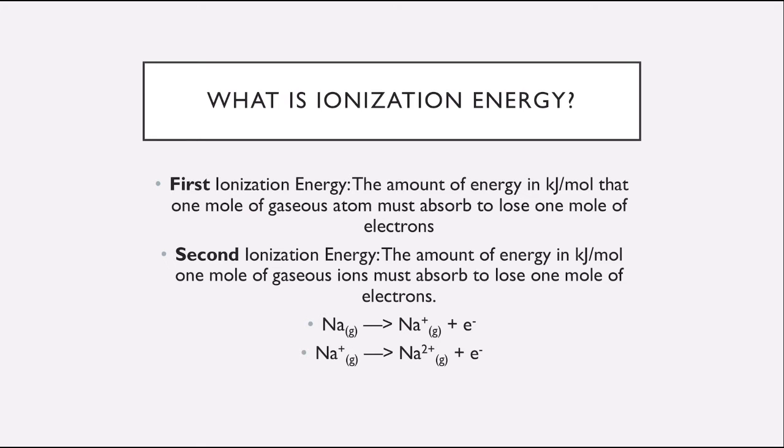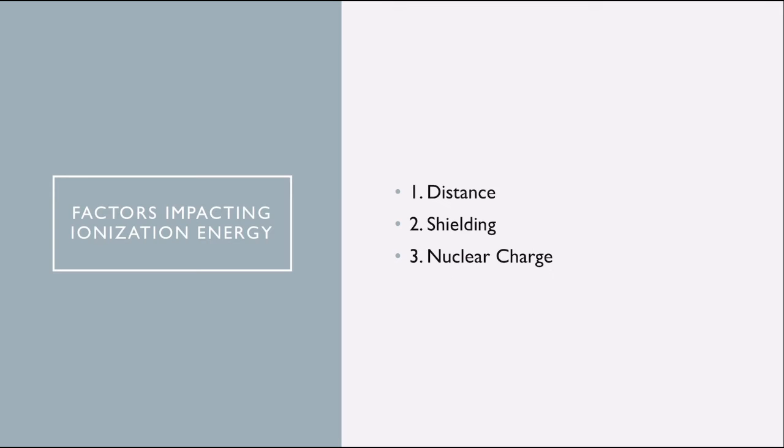The second ionization energy is the amount of energy in kilojoules per mole that 1 mole of a gaseous ion, as opposed to an atom, since it's been previously ionized, must absorb to lose 1 mole of electrons. The equation for first ionization energy can be written as follows. A gaseous sodium atom loses 1 electron, creating a sodium ion. Likewise, the equation for a second ionization energy can be written with a sodium ion, which loses an electron, creating sodium with a 2+ charge.